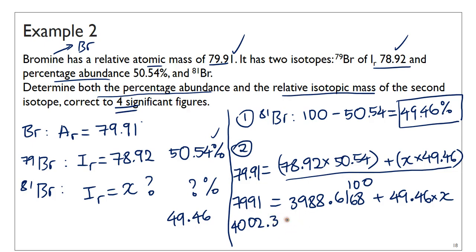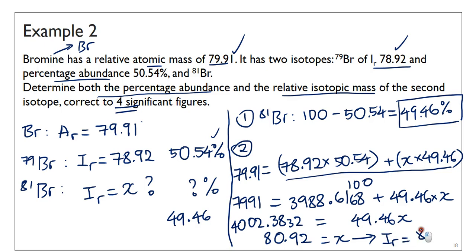If you do a subtraction, you should get this, and then divide both sides by 49.46. You got your answer. So 80.92 would equal x, which is good because it's Br-81, and then I'm just going to write the relative isotopic mass is 80.92, and then I box my final answer. Okay, so yes, if you ever wonder why you need to learn linear equations, this is the application of mathematics in chemistry.